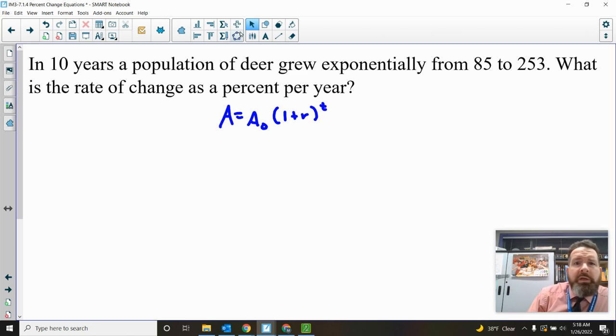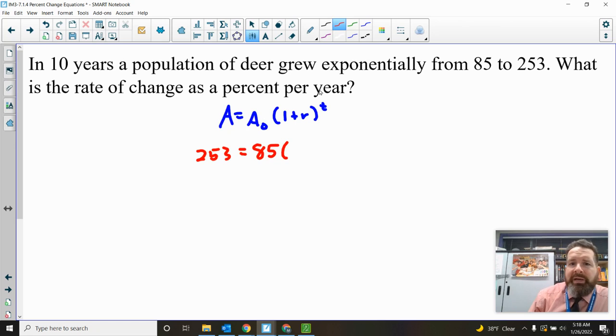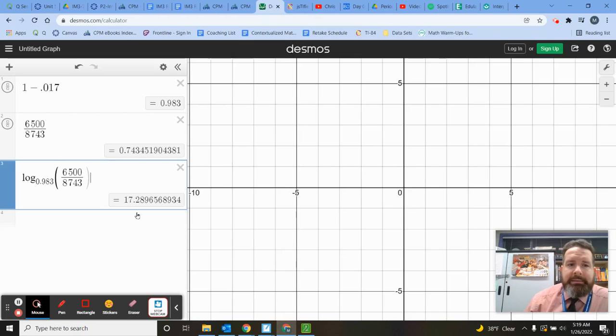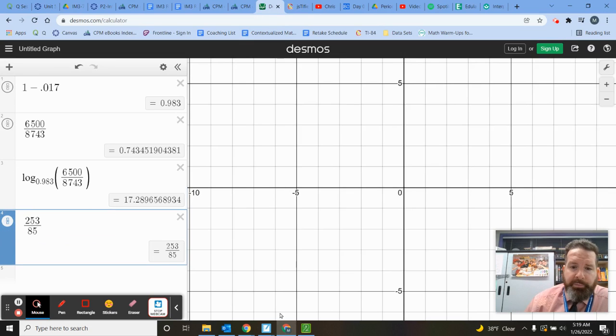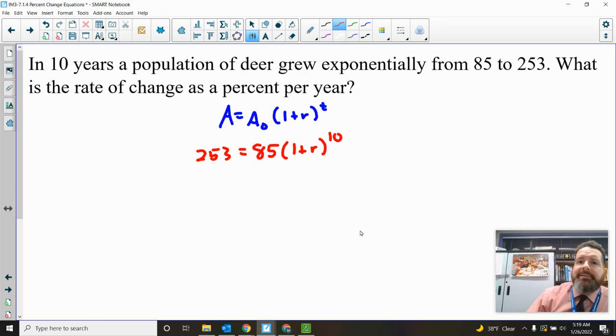Here we go. Do we know the ending amount? Yes, we ended with 253. Do we know the starting amount? Yes, we started with 85. Do I know my percent change? I do not. Do I know how long it took? Yes, it took 10 years. Okay, let's solve for this r. So I want to get this by itself, divide by the 85. I'm going to guess 253 divided by 85 doesn't come out nicely. Okay, so we'll just leave it as that fraction then.